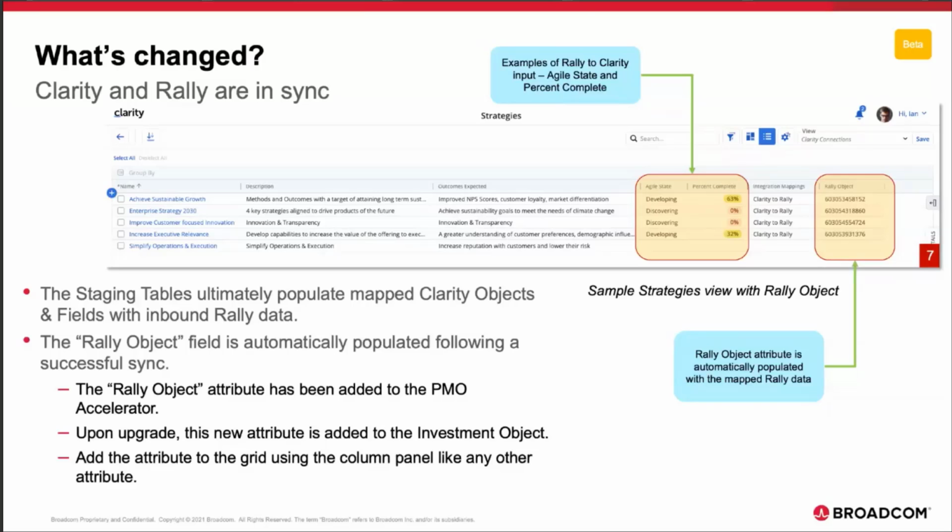Again, this Rally object attribute has been added to the PMO accelerator as well. Same thing, upon upgrade, it's added to the investment object, and then it's available in the column panel, just like any other attribute. So that is the flow in slideware. Let's take a look at this in action.